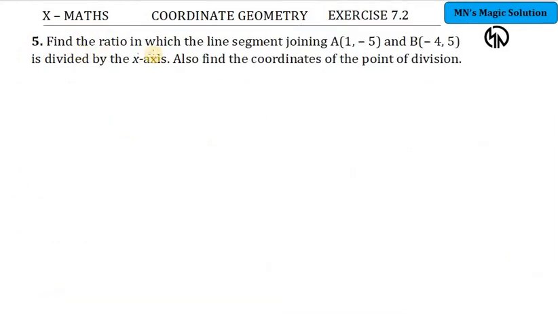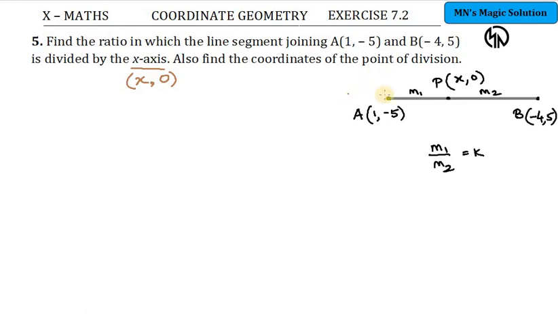Question number 5. Find the ratio in which the line segment joining A of (1, -5) and B of (-4, 5) is divided by the x-axis. So how will an x-axis coordinate be? You'll have for sure the y value to be 0 on the x-axis. Any point on the x-axis will have a value for x, but its y value will be 0. So we are going to use that hint.